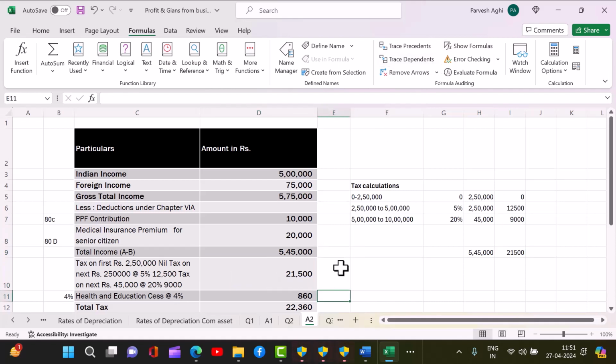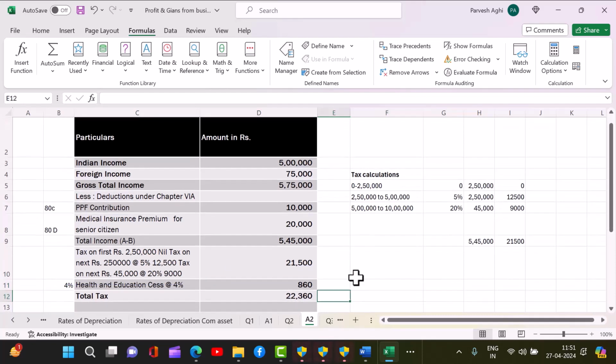Fine. Then there is a 4% cess, which will be 21,500 multiplied by 4%. So total tax will be 22,360. So she has to pay 22,360 rupees tax in India. But she has already paid some tax abroad also. So how are we going to work that out?